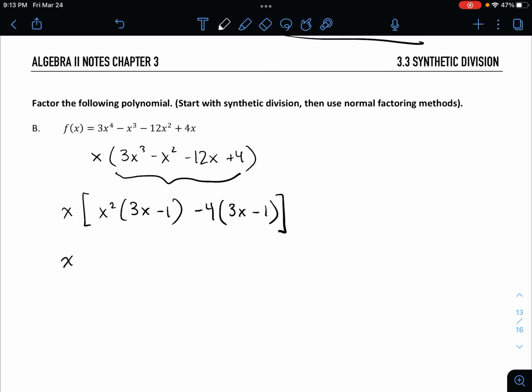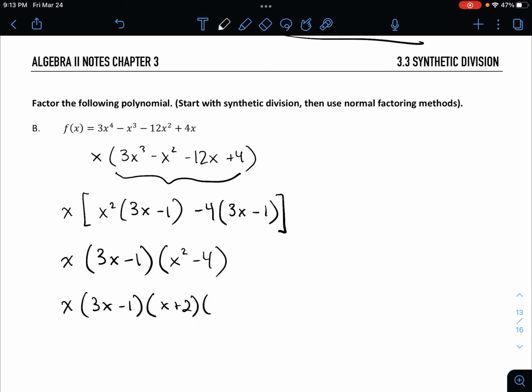So what that means now is we've still got the x out in front, and then I have a common 3x minus 1 that I can factor out, and that leaves me with x squared minus 4. So x squared minus 4. And I'm actually really close to being done. One last thing is we can factor this because this is a difference of squares. That's going to give me x times 3x minus 1 times x plus 2 times x minus 2.